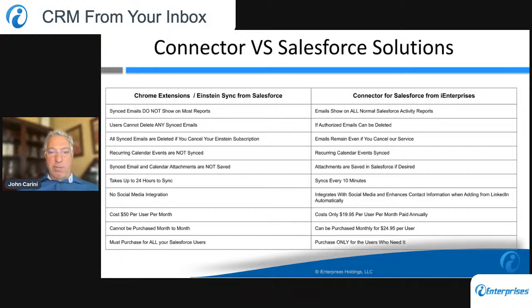They don't show on reports because they're saved outside of Salesforce, or at least not on most reports. And you can't delete synced emails, but in our case, if you're authorized, you can delete them. And if you cancel your Einstein subscription, they remove all your history. That's it. It's gone. Whereas with us, it stays there because we're logging it in Salesforce directly to the email object. I know I'm talking about Salesforce in this case, so if you're using Zoho or Dynamics, hang in there. They charge you $50 per user per month. Ours, if you pay annually, is only $20 a user a month.